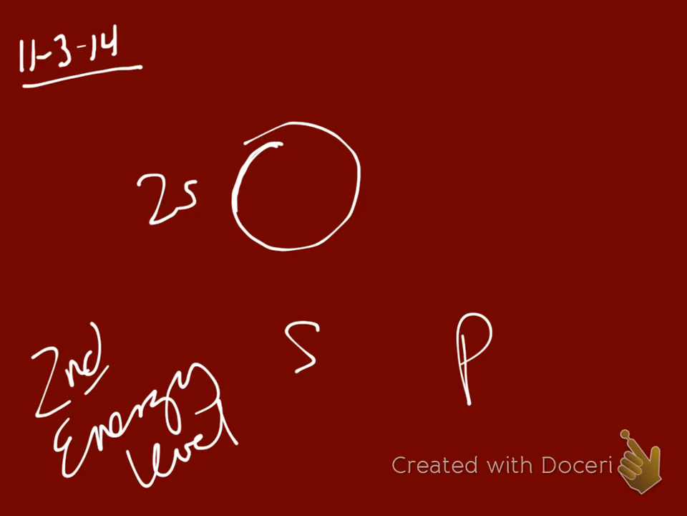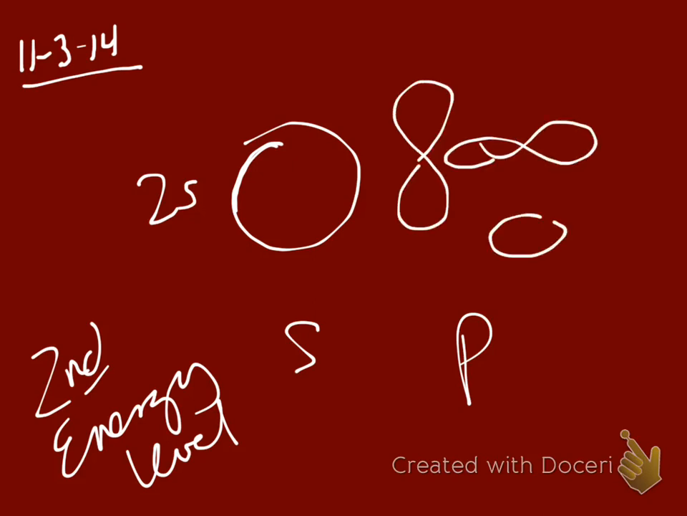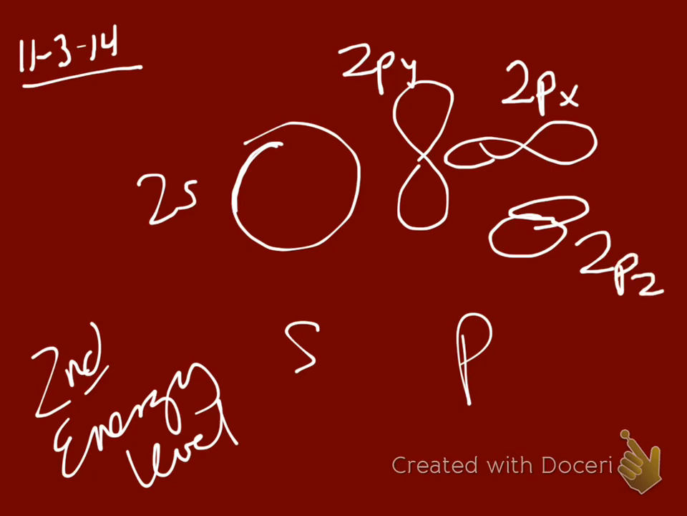There's 3 different ways to write them, because there are 3 of them. So what do we have? Your PX, which goes left and right. Your PY, which goes up and down. And your PZ, which goes back and forth. Okay. So we have a 2px, a 2py, and a 2pz.